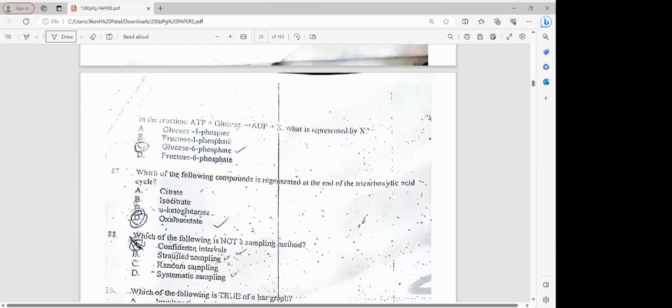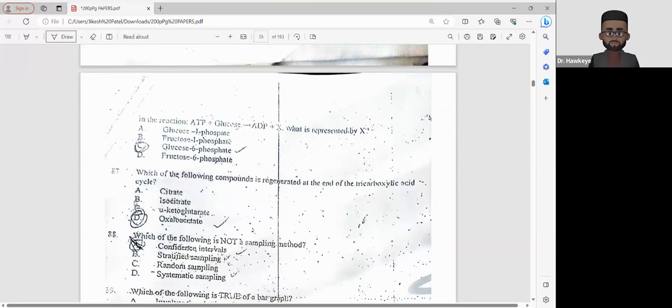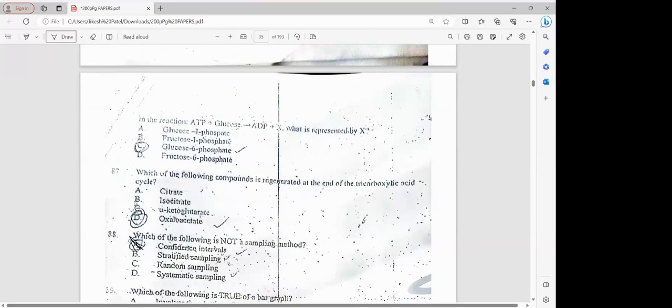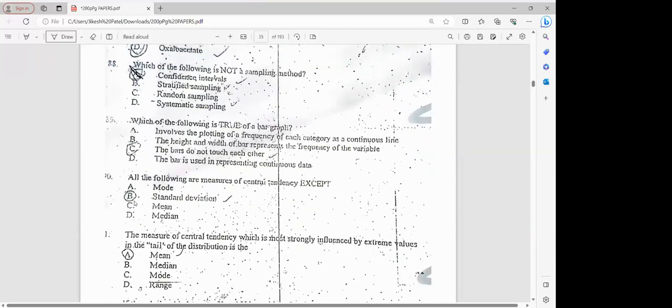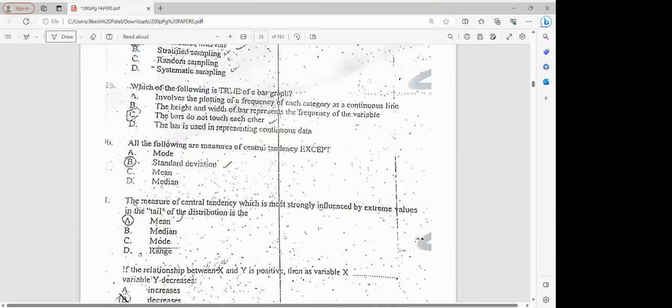In the reaction, ATP plus glucose will give you ADP plus X. What is represented by X? What we just did in glycolysis, glucose 6-phosphate. Okay, yeah. Which of the following compounds is regenerated at the end of the TCA cycle? That's oxaloacetate. And then which of the following is not, no, not that one.